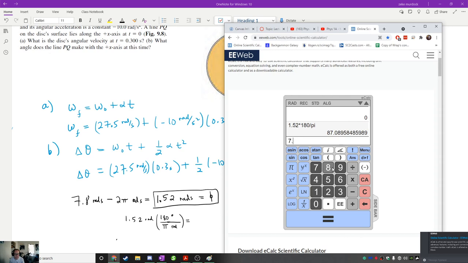Now the other thing this does that's really nice is I could do this whole calculation, 7.8 minus 2 pi. And then if I wanted to do the conversion, I can click this number, and it'll put it right there. That's pretty handy. I just like the fact that I can go back and click things like this. It's just very usable.